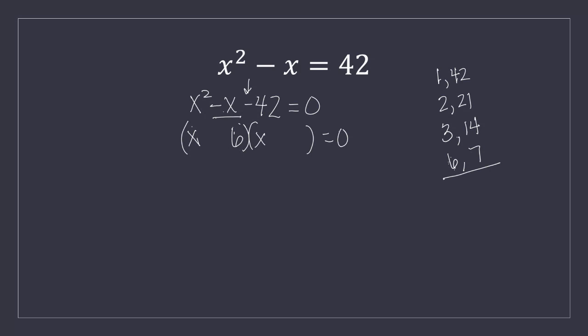So I know I'm subtracting them. Now, how do I subtract them to get a negative 1? Is it going to be 6 minus 7, or is it going to be 7 minus 6? Well, I know that 6 minus 7 is what gives me a negative 1. Now, hopefully you're seeing that the answers are really just the opposite of what's in the parentheses. So my answers here are negative 6 and positive 7.